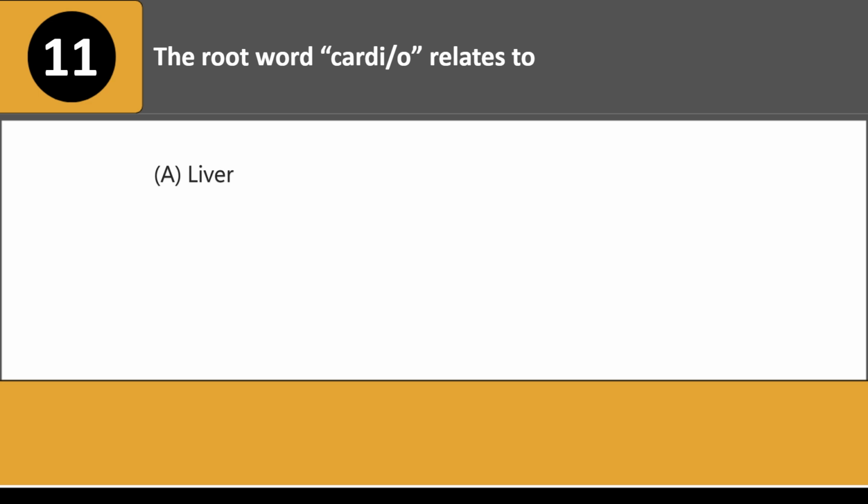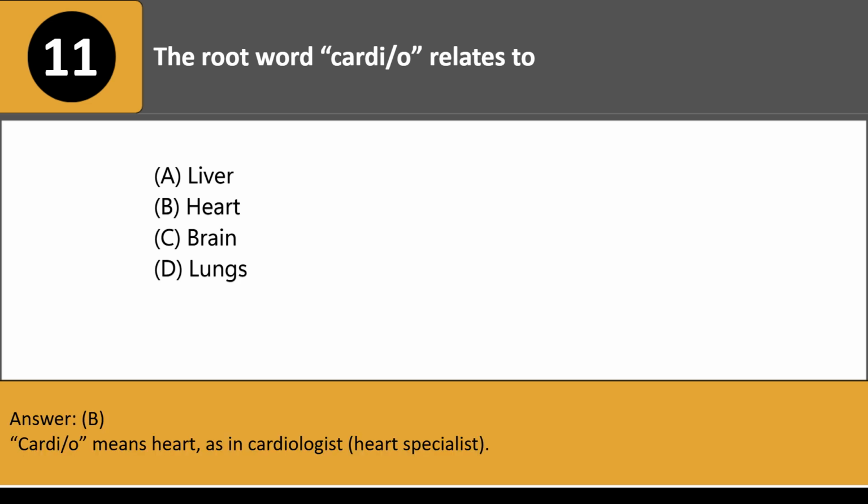The root word cardi/o relates to A. Liver, B. Heart, C. Brain, D. Lungs. Answer B. Cardi/o means heart, as in cardiologist, heart specialist.